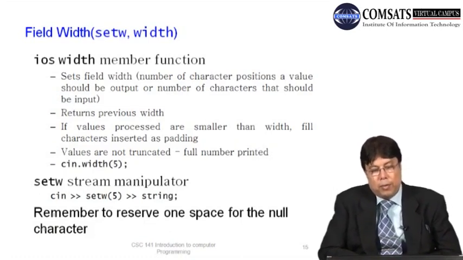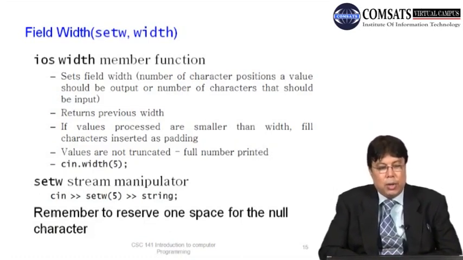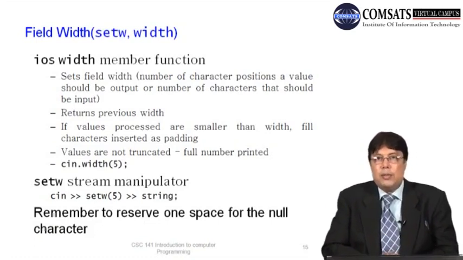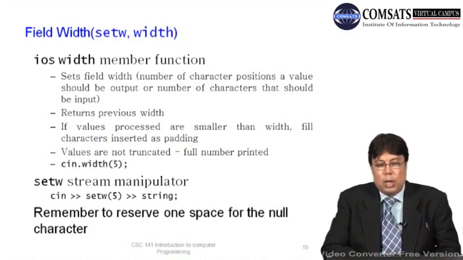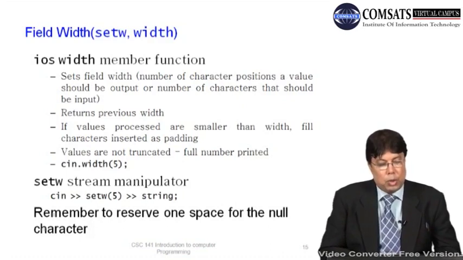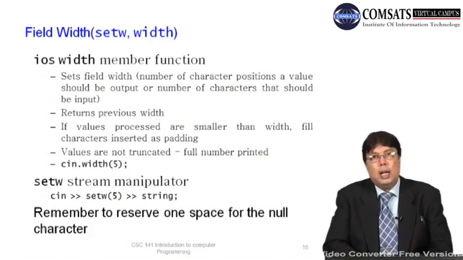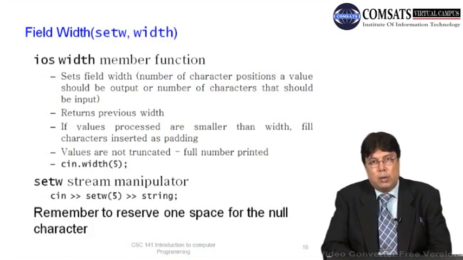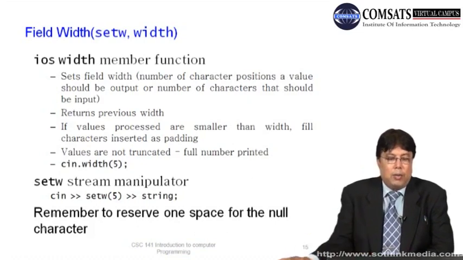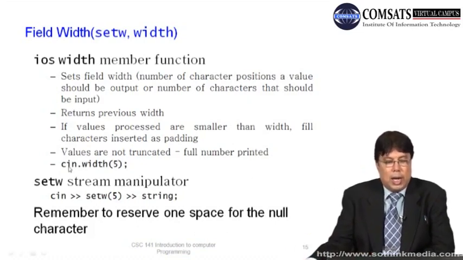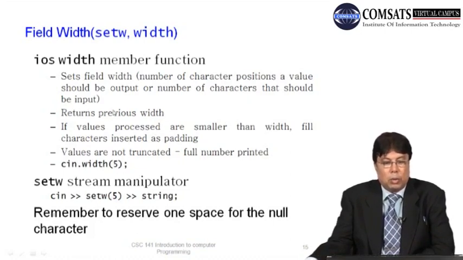iostream width member function. Once again you can use the set width member function as we have done with the format specifier of scanf and printf functions. This time you can also specify the character position of a value that should be output, or a number or a character that should be input. This is much easier and more convenient compared to the printf and scanf functions. It returns the previous width. If you don't want to reset it, you can see that cin width will give you the previously set width. I think it should also be printed here.